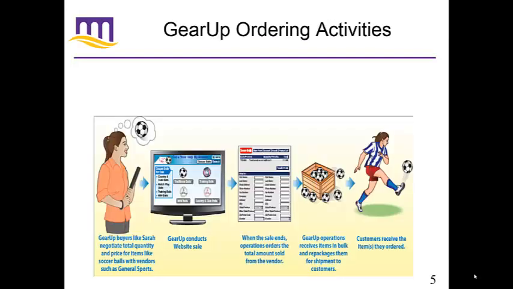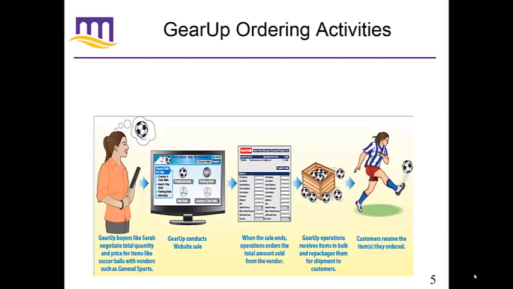So let's take a look at GearUp ordering activities. Okay, and this is kind of breaking down exactly what they're talking about in their case study here. So GearUp starts with a buyer negotiating the quantity and price for items. So they do this in order to create an auction where they're going to sell off these things from their vendor.